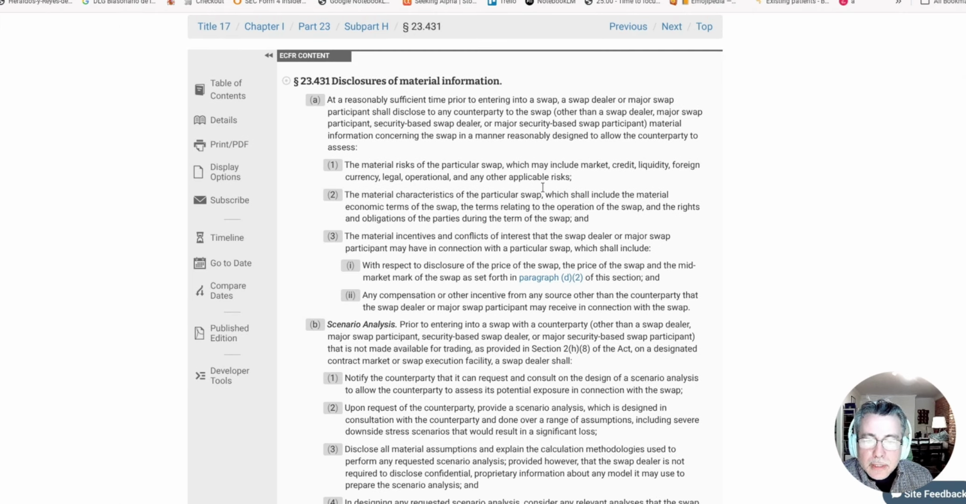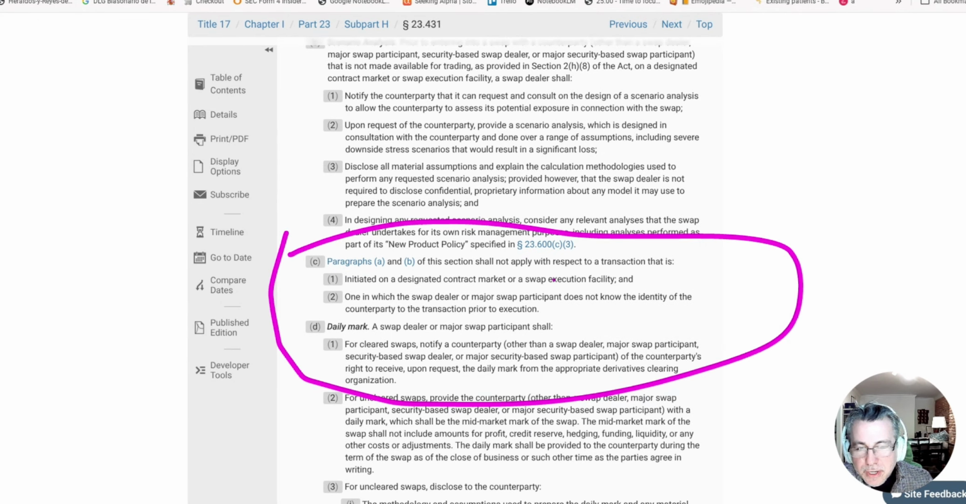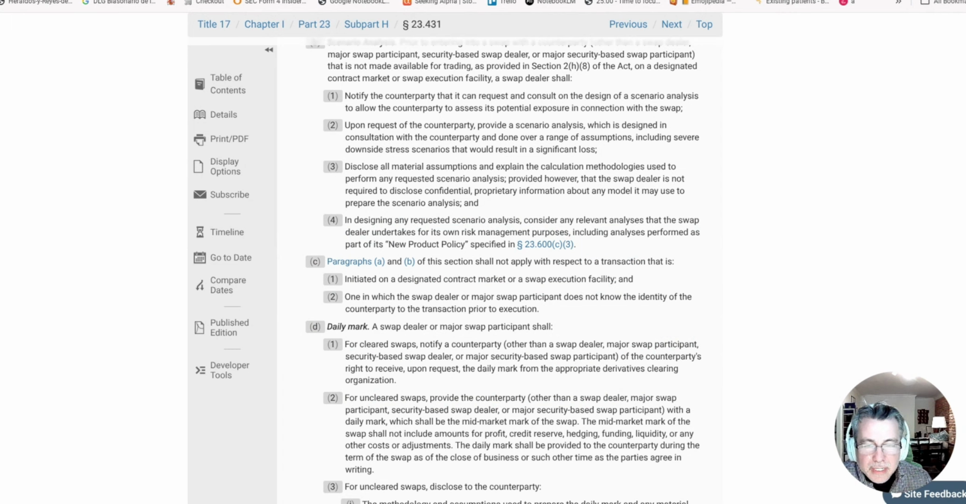So there are times when you'd have to disclose it and times when you wouldn't, and it doesn't apply when it's on a designated contract market or a SEF, and when you're dealing with a person whose identity you don't know. So if you're executing on a DCM or a SEF, you don't know who's on the other side. They can transact with you at this price and so can anyone else, and so there's not really a need to disclose that. And that's already contemplated by the existing rules.